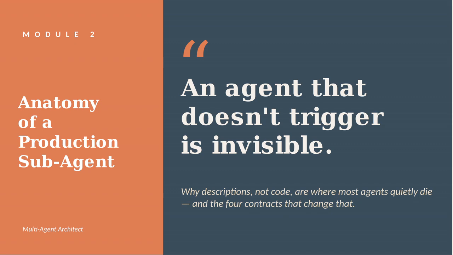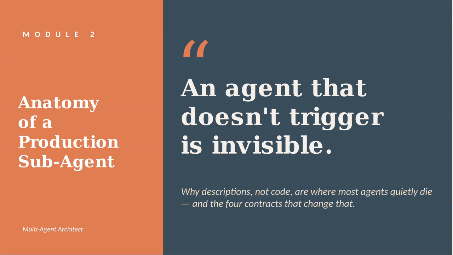The reason most subagents fail in the wild has almost nothing to do with code. It's not the system prompt, it's not the tools, it's not the model. It's that the agent never gets called in the first place. An agent that doesn't trigger is invisible. It might as well not exist. In this module, we're going to fix that. We'll walk through the 4 contracts every production subagent has to honor.